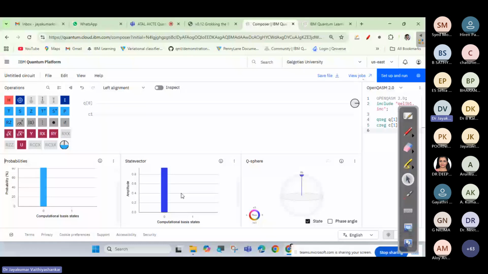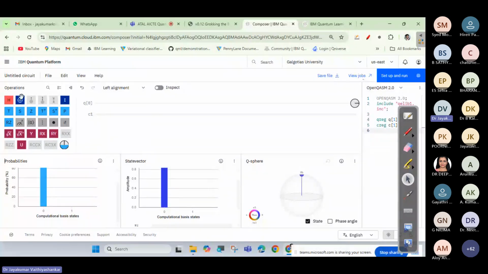Okay. Look at the state vector. Move your mouse over here for state 0. The signal strength is full. Amplitude is exactly 1.0. It means full signal strength for state 0. Look at your Q sphere. It is pointing to the northern hemisphere, the north pole, exactly north. So this is for state 0.